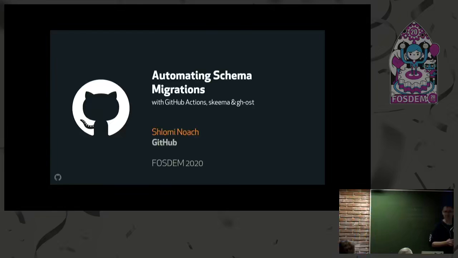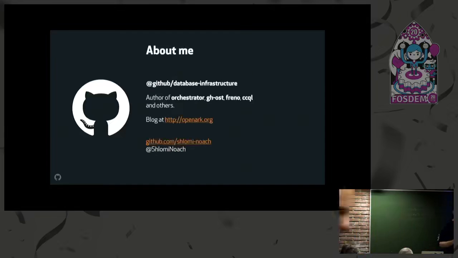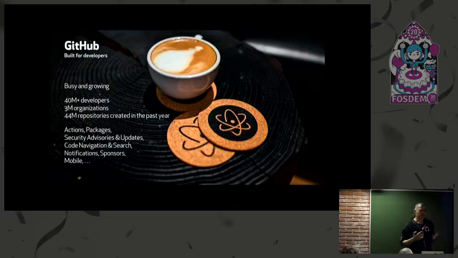My name is Shlomi Noach, and this is automated schema migration with GitHub Actions, schema, and Ghost. I'm with the GitHub database infrastructure team. I author a bunch of open source projects, Orchestrator, Ghost. We'll talk a little bit about Ghost today. I work with GitHub. I assume I don't need to introduce the company here.